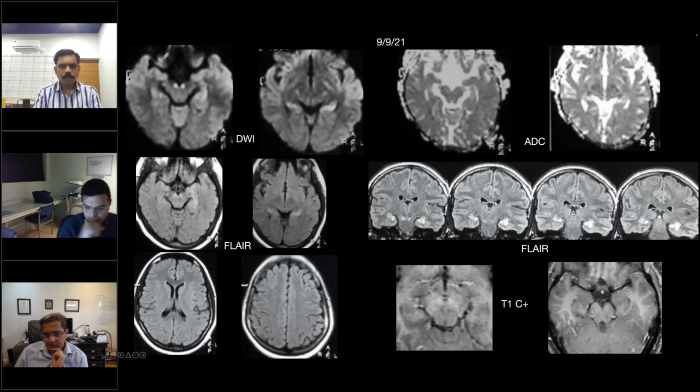Similarly, on the FLAIR images, if you appreciate on the coronal sequences, you have these hyperintense mesial temporal lobes and also the midbrain. There are no other abnormalities, especially in the supratentorial brain parenchyma. The deep brain nuclei also demonstrate normal appearance. Post contrast, there was possibly slightly mild enhancement of the midbrain abnormalities.